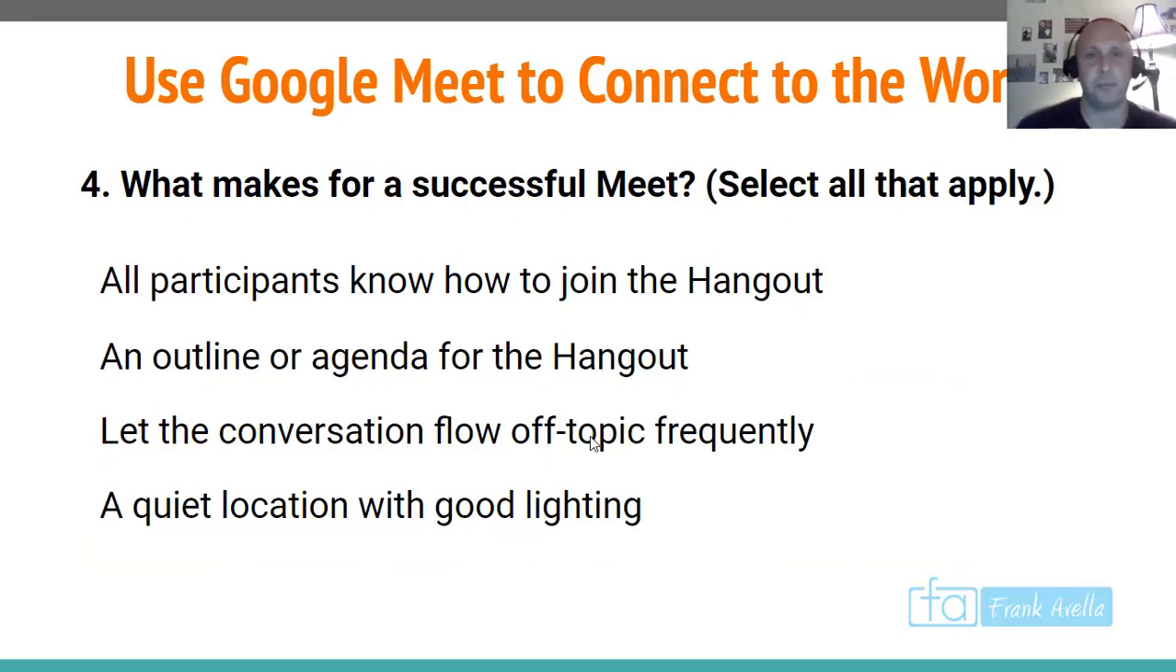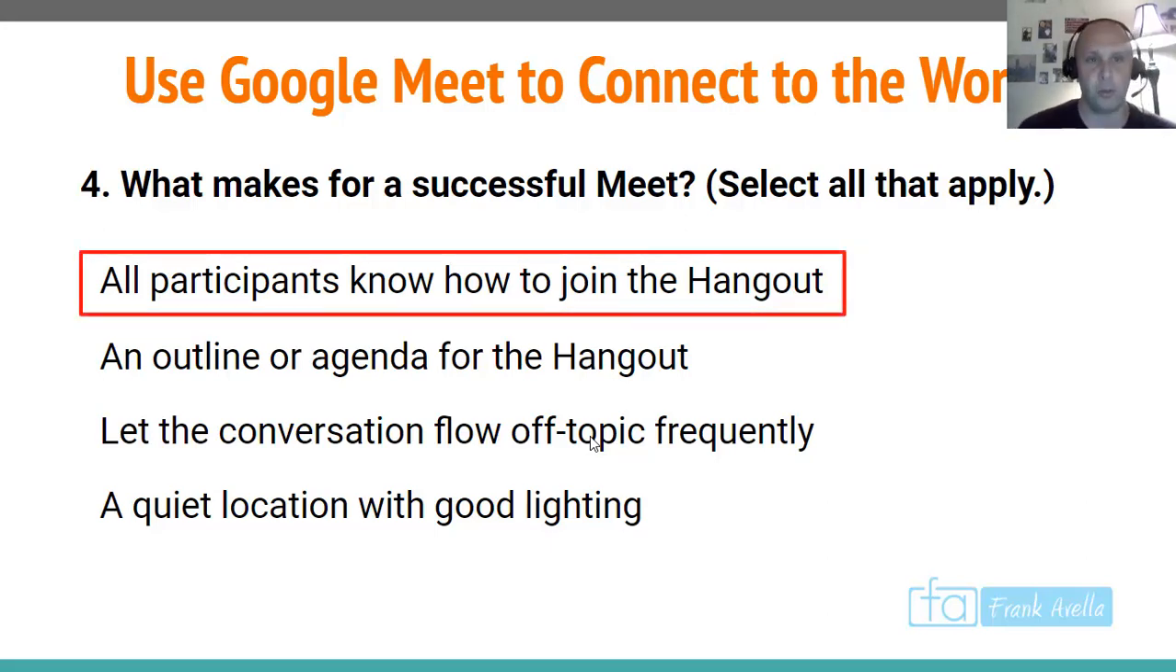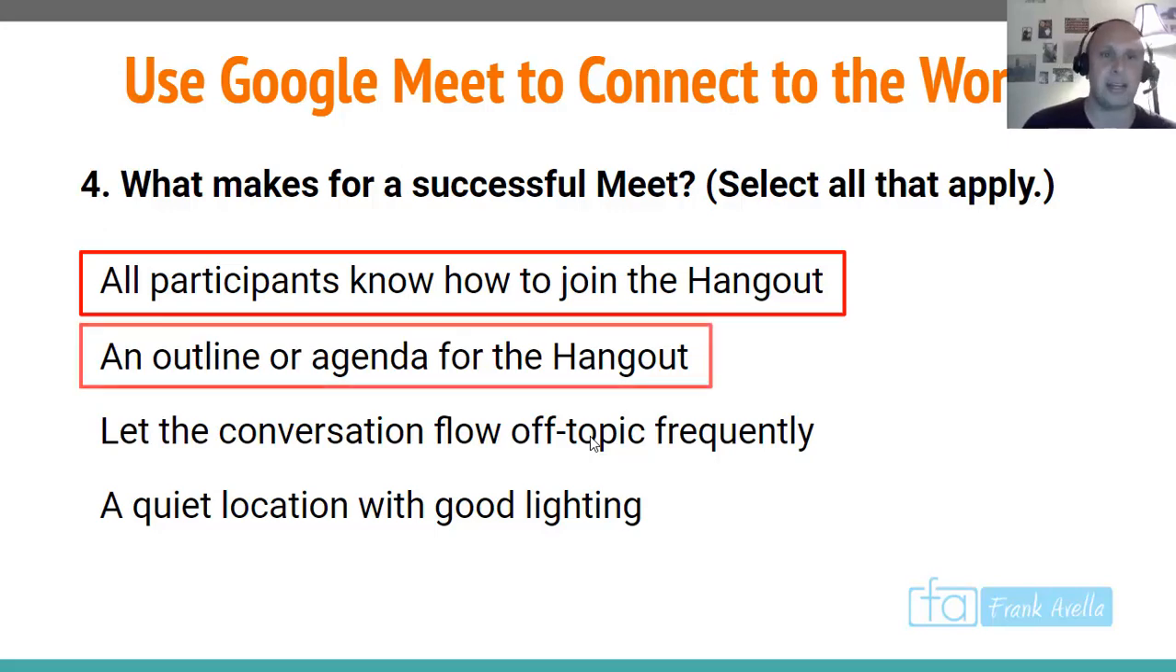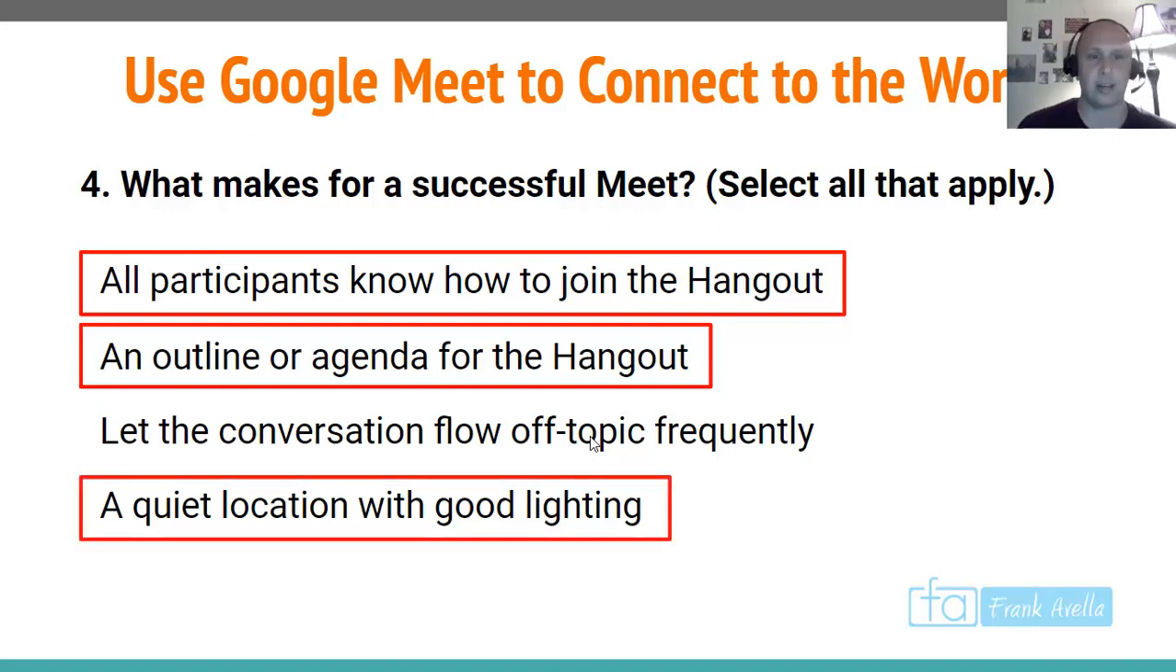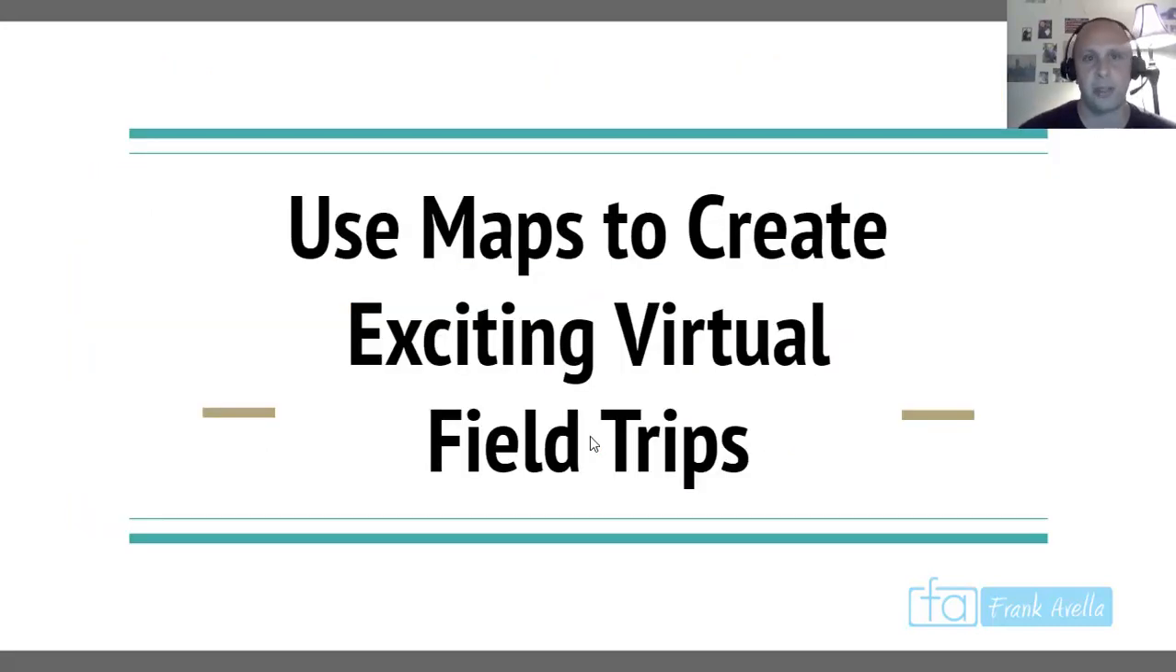What makes a successful Meet? All participants know how to join the Hangout, that should say Meet, an outline or agenda for the Hangout, and a quiet location with good lighting. So, make sure everybody knows how to join, have a nice outline, and a quiet location with good lighting.